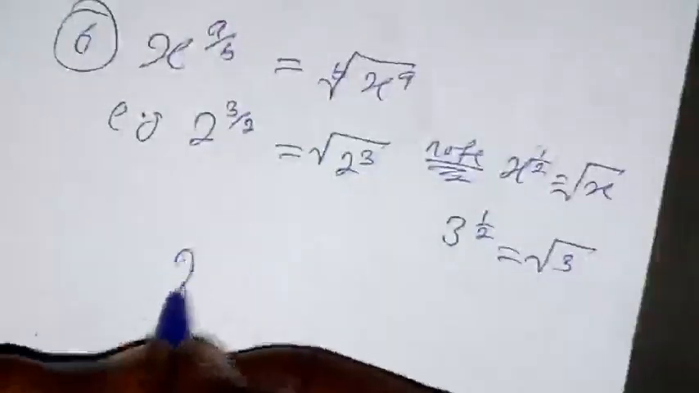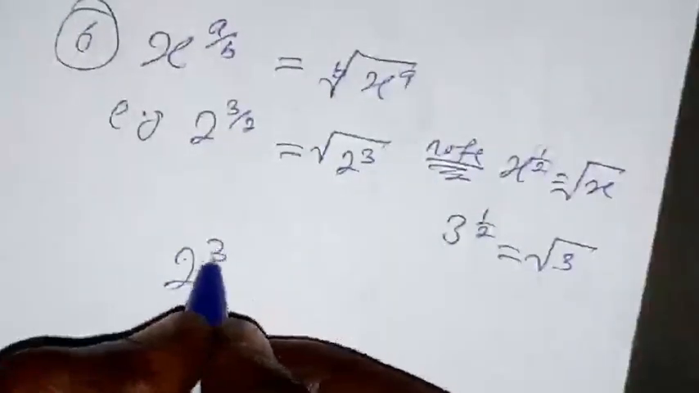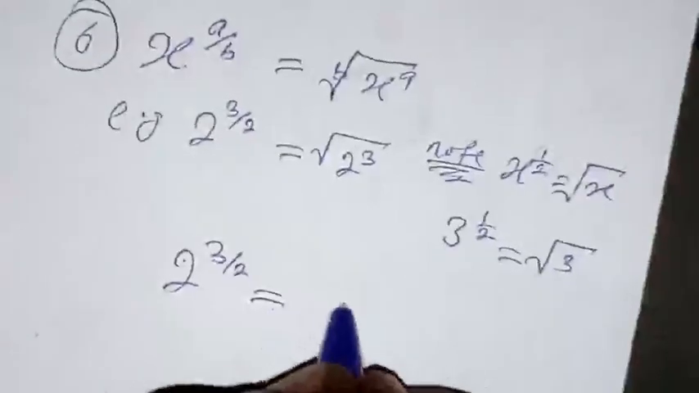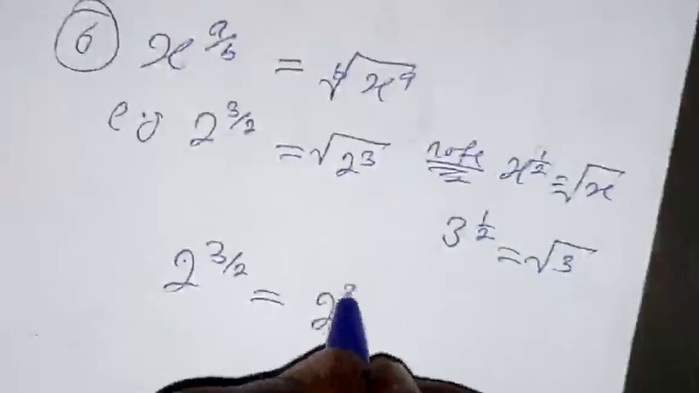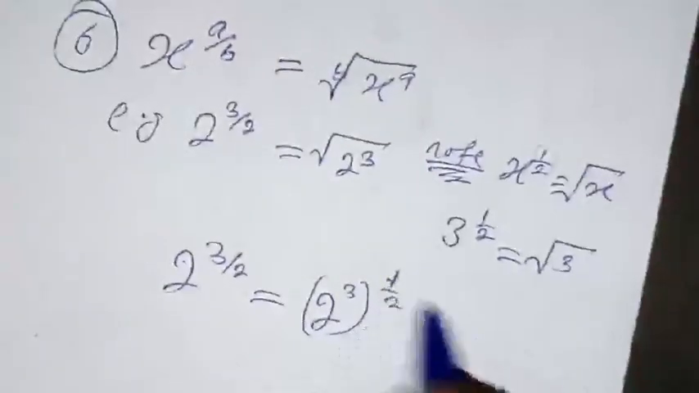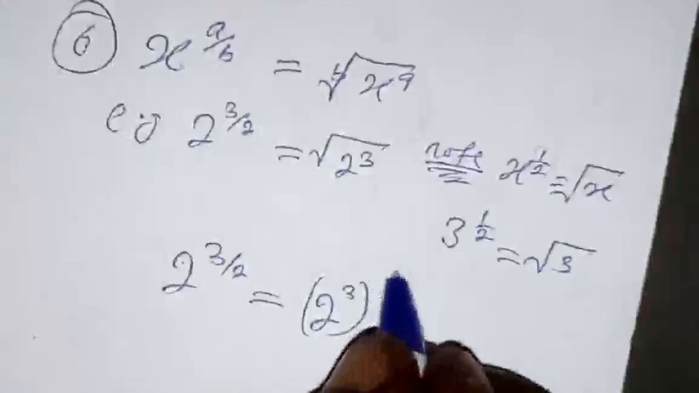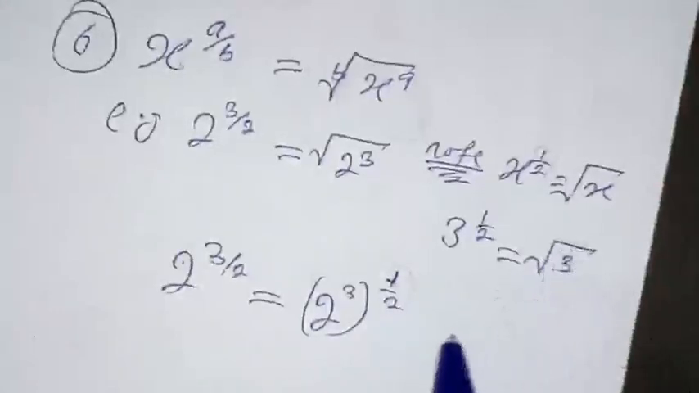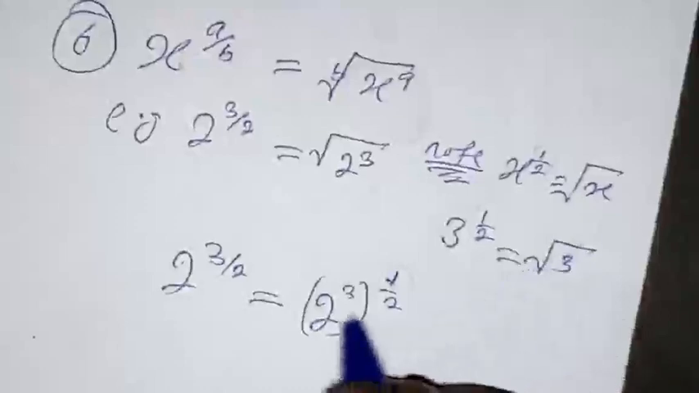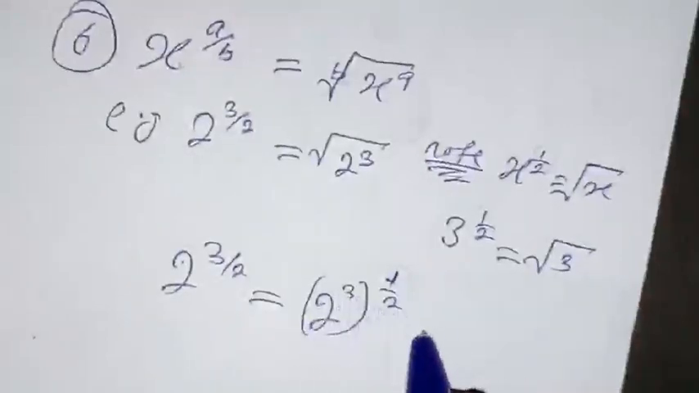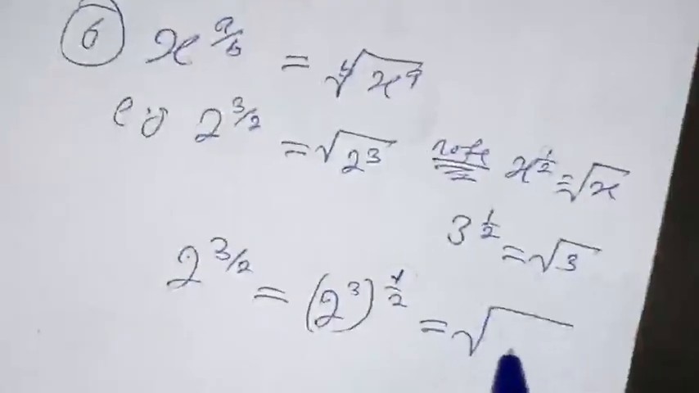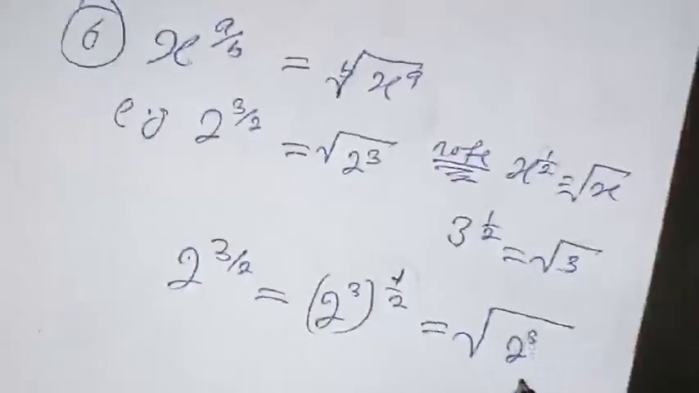If I have 2 power of 3 over 2, this can be expressed as 2 power of 3 in bracket, power 1 over 2. And 1 over 2 is just a square root. Whenever we have 1 over 2 as a power, it's just the square root of the items inside the bracket. This can be expressed as the square root of 2 power of 3.